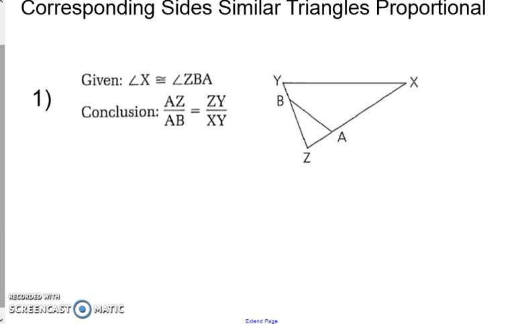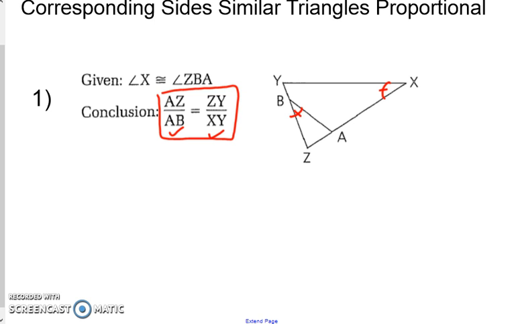So we are given that angle X is congruent to angle ZBA. So those two red angles are congruent. And it wants us to conclude that AZ over AB equals ZY over XY. This conclusion here is exactly this idea that we're going to be talking about, which is it wants us to show that corresponding sides are proportional. It wants us to show that the ratio between these first two sides is equal to the ratio between those second two sides. In order to use this idea, we first need to prove two triangles similar before we can use this proportional side idea.